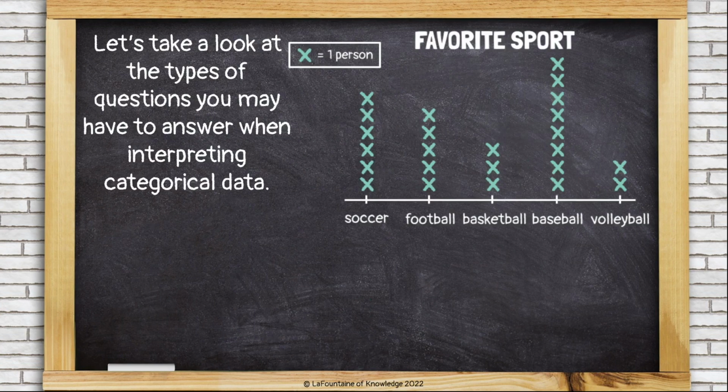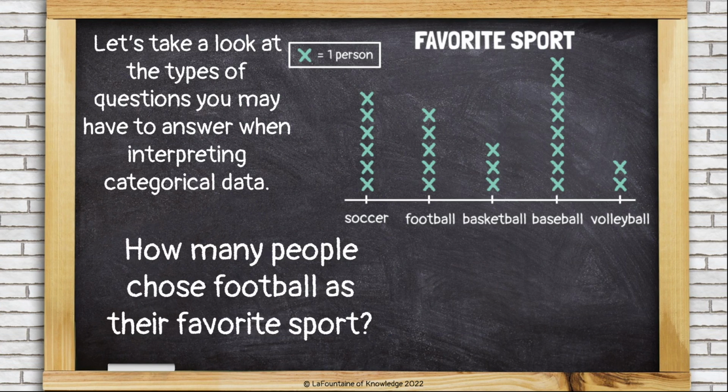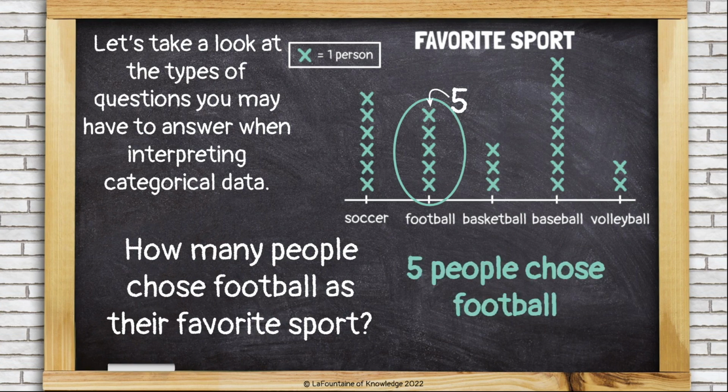Let's take a look at the types of questions you may have to answer when interpreting categorical data. How many people chose football as their favorite sport? So we look at football and we can count 1, 2, 3, 4, 5 X's, and we look at the key to see that each X equals 1 person. So 5 people chose football.